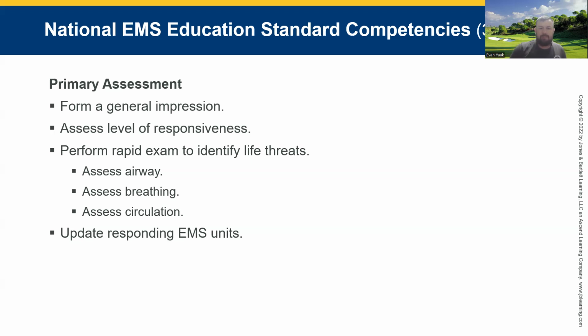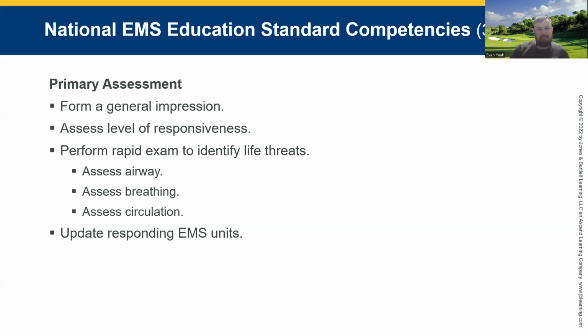Assess level of responsiveness. It's called AVPU, and we're going to break all this down in a minute, but we're going to go up to that patient. Hey, can you hear me? Are you okay? And they're going to be either alert, or they're going to respond to my voice, which is verbal, or they are going to need a sternum rub or the pinch on the back of the arm. That's painful stimuli, or they're just unresponsive. So that is AVPU, which we'll talk about.